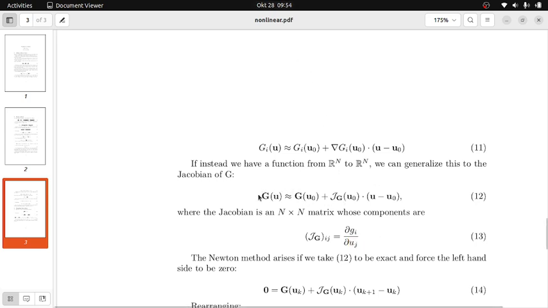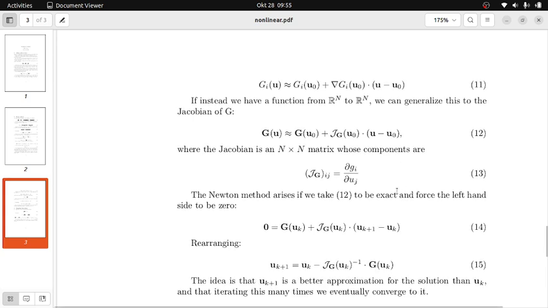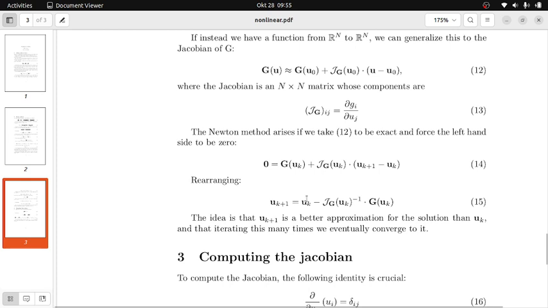Here we have an n times 1 matrix, and then here we have an n times n matrix multiplied by an n times 1 vector. So when you multiply, this is an n times 1 vector, so it all makes sense. So the Newton method arises if we take this to be exact and force the left hand side to be 0. So we write 0 equals g(uk) plus the Jacobian of g at uk scalar product with u_{k+1} minus uk. And if we rearrange, we have that u_{k+1} equals uk minus the inverse Jacobian scalar product with g of uk.